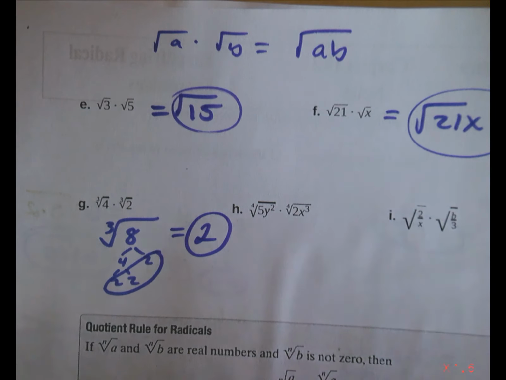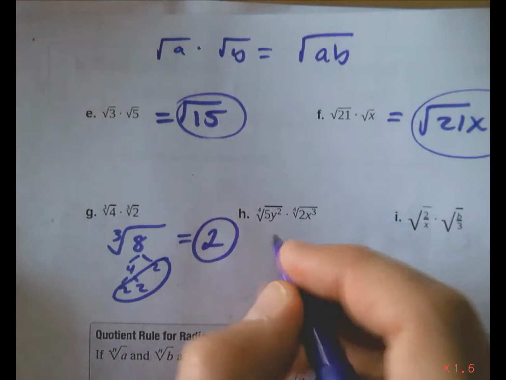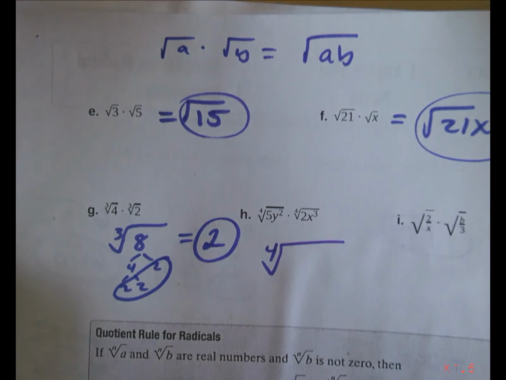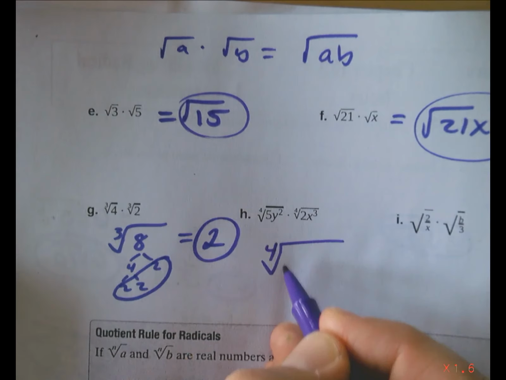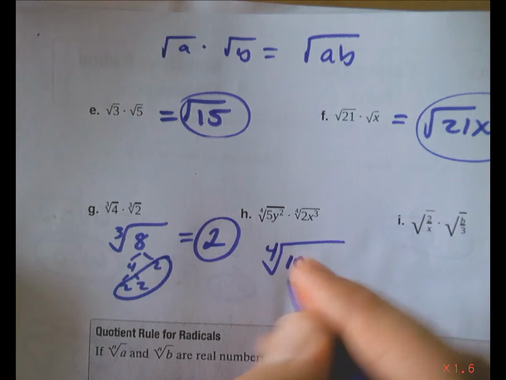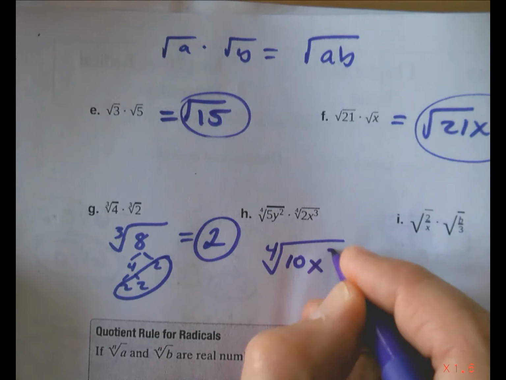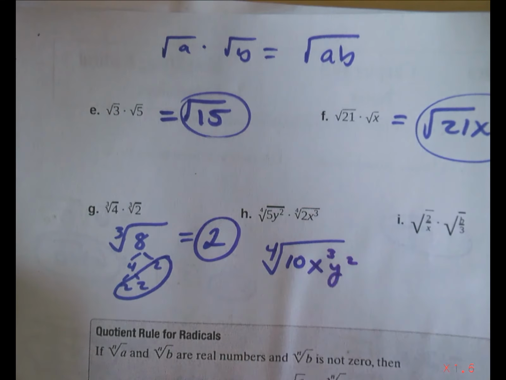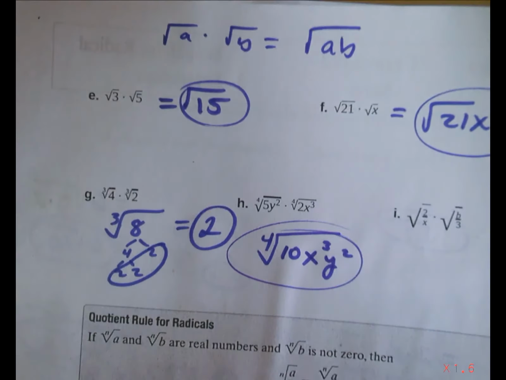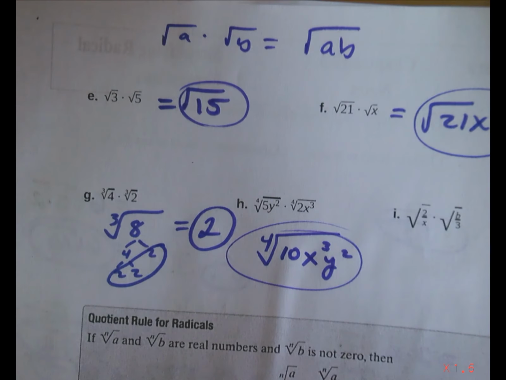Okay, same idea with h. We can multiply these two together. These are both roots that are 4th roots. So 5 times 2 we know is 10. And then I would probably write it in alphabetical order. So I'd do the x's first, so x cubed, and then y squared. Again, there's not 4 of a kind in there. There's nothing for me to break down, so I would just leave it as is.